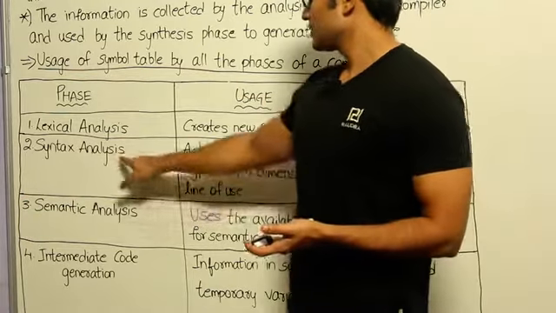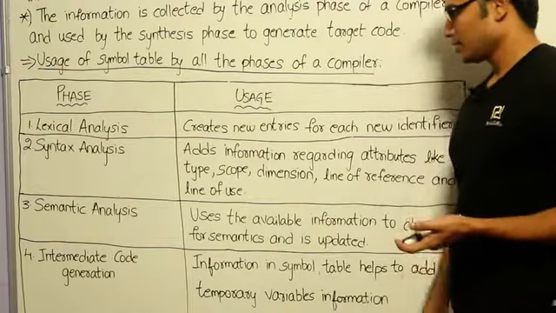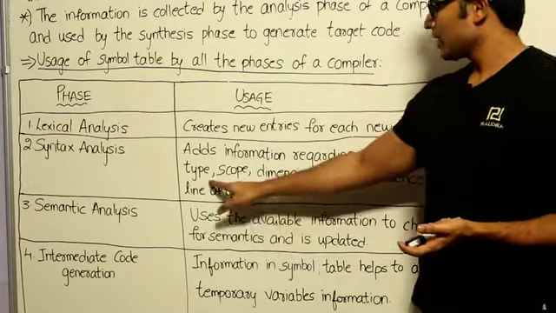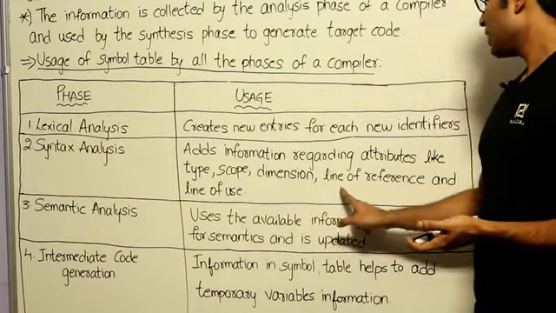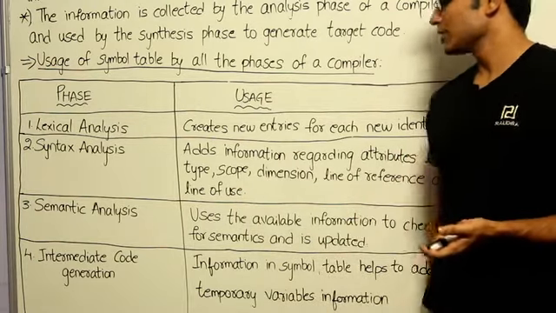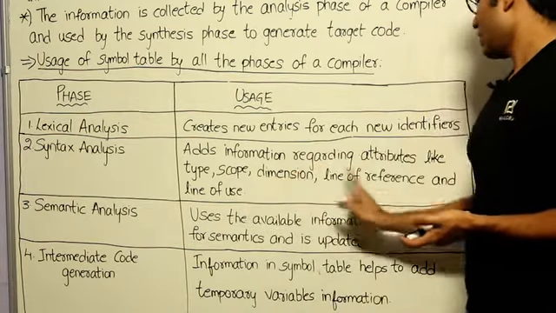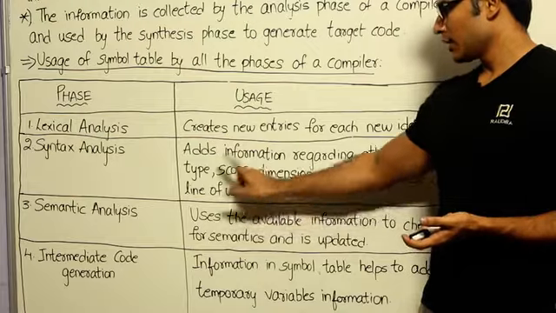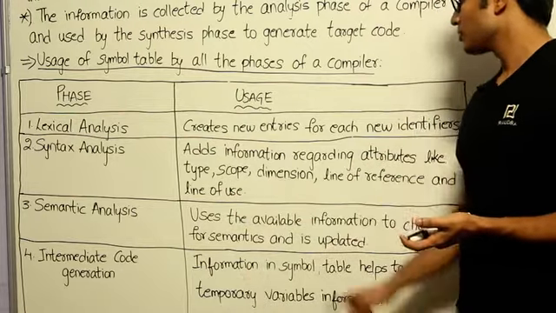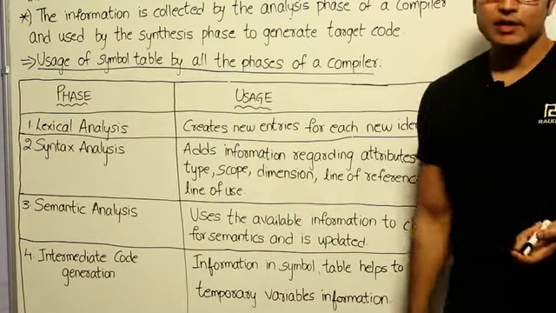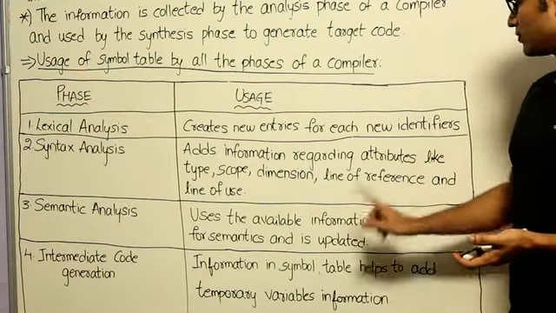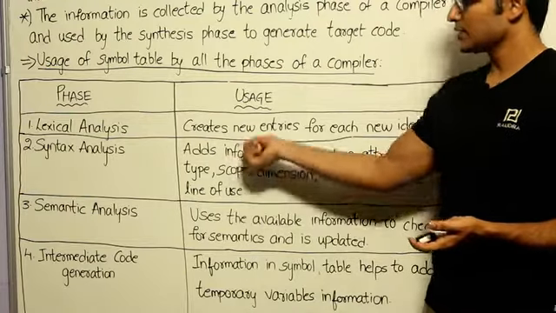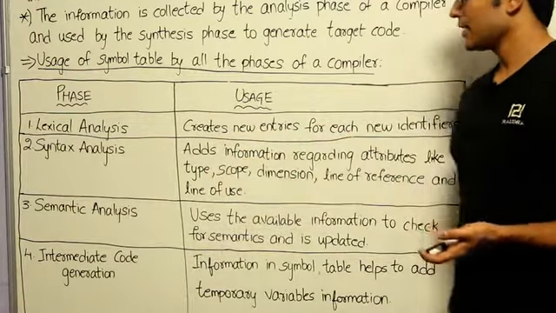And the next one is syntax analysis. The syntax analysis phase adds information regarding attributes like type, scope, dimension, line of reference, and line of usage. So all the information related to this: what is the type of the variable, what is the scope of the variable, in case it is an array what is its dimension, what is the line in which it is referred, and what is the line in which it is used. All this information is added into the symbol table by the syntax analysis.